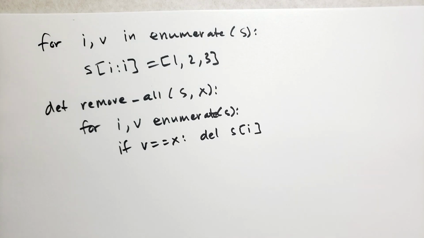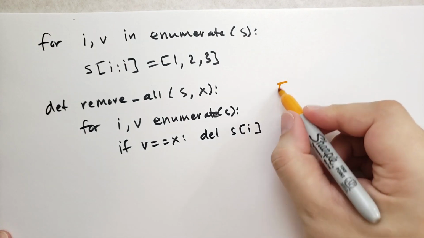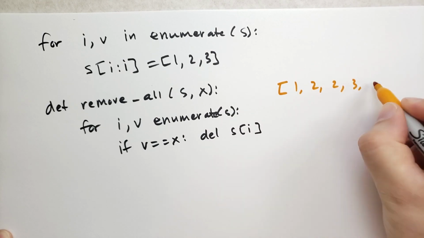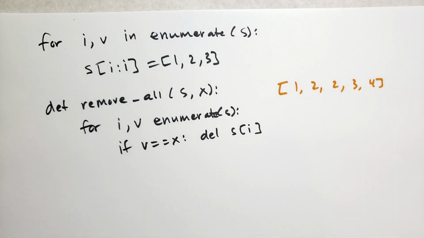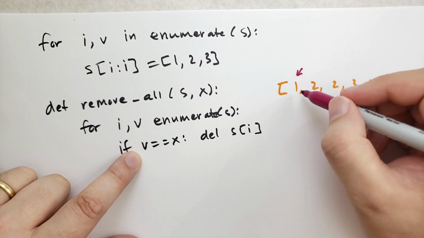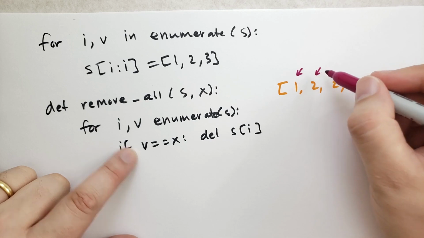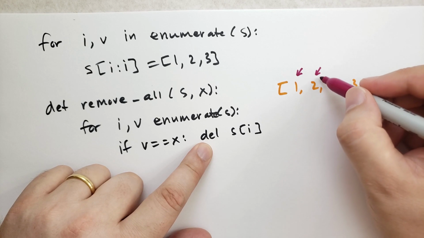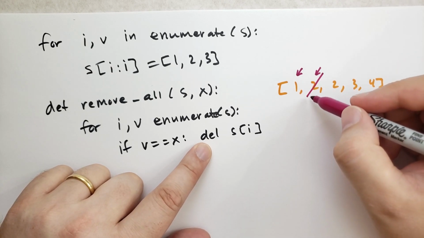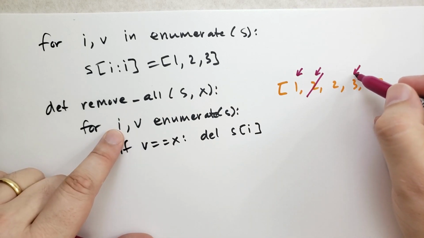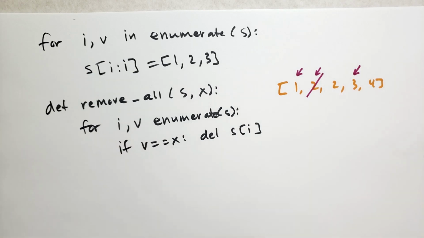Let me show you what that means. So let's say I had the sequence 1, 2, 2, 3, 4, and we're trying to remove the 2's. So the first time through, it's going to say i is 0, v is 1, that's not equal to 2, so we're not going to do anything. The next time through, it's going to say i is 1 and v is 2. So 2 is the value we're trying to remove, so it's going to delete this element from the list. Now the next time through, it's going to look at the third element. So 0, 1, 2. So it's going to return 2, 3, and it's going to skip this 2 altogether.